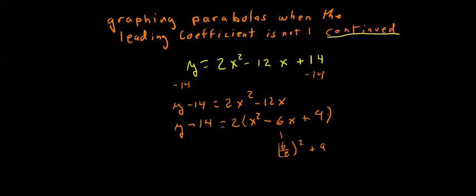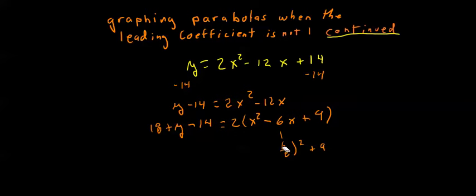Just like before, we did not add 9 on this side, even though I wrote 9, because 2 times 9 is 18. So we really added 18 to that side. So I add 18 to this side. If I add 18 to this side, I have to add it to this side.